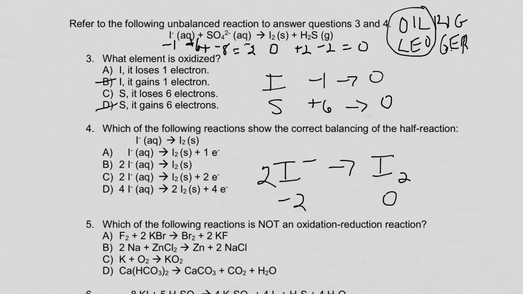So to balance this, we could add 2 electrons to the products, and by doing that, we would have -2 on both sides. So we know that would be the balanced half reaction. And if we look through the answers, the only one that is correct is C. D looks pretty good, but it's not simplified, and we do need our answers in lowest terms, so we're going to pick answer C.